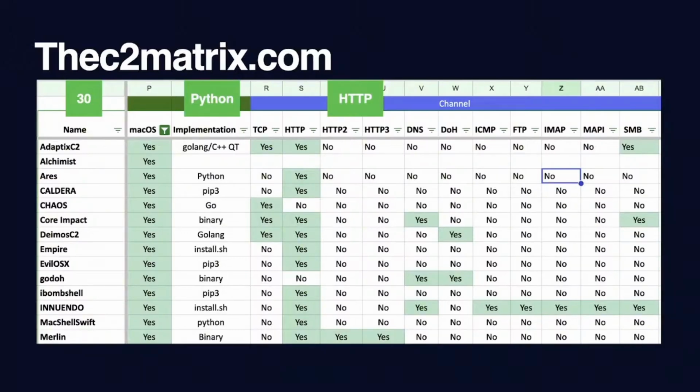And a very nice resource I can recommend is the c2matrix.com. It basically keeps track of the open source C2 frameworks out there. C2 is, by the way, command and control. I should mention this. There are like right now 30 macOS open source frameworks out there. The most used language is Python, and the most supported protocol is HTTP.